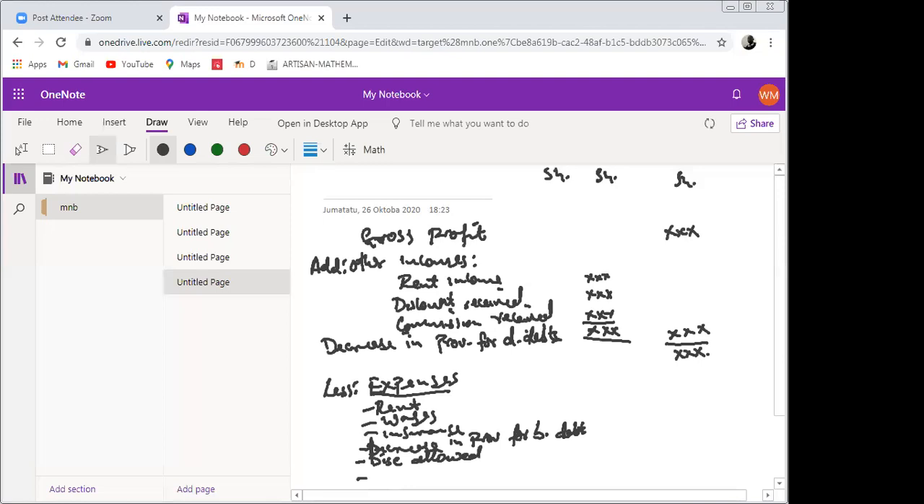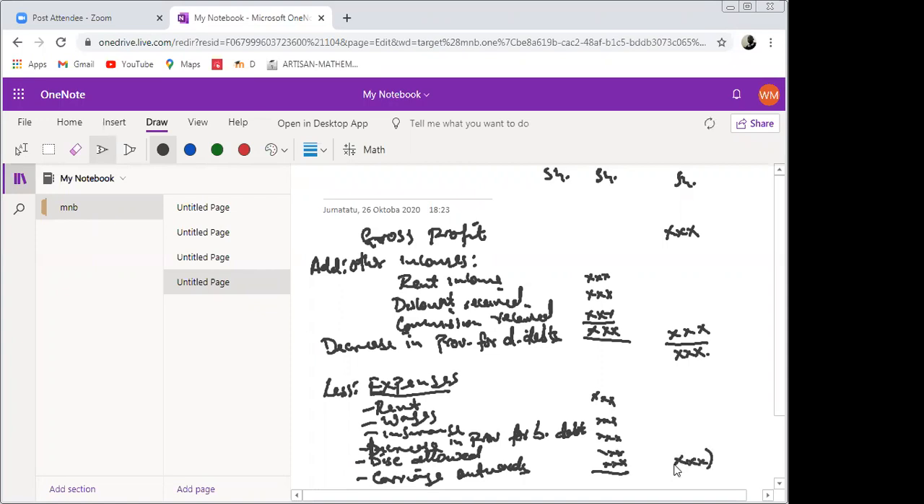We also have the carriage outwards. Carriage outwards is the carriage on sales. If, for example, you have sold the goods and then you offer transportation to your customers, those are known as the carriage outwards. It's an expense to the business. And any other expense that you can have, you add them all here. You put them all here so that you can sum them. You add them so that you can get the total expenses you put here.